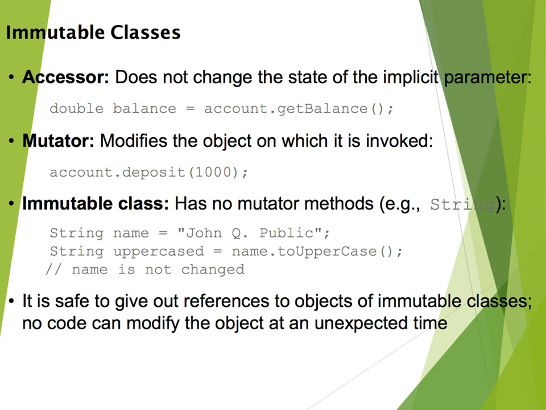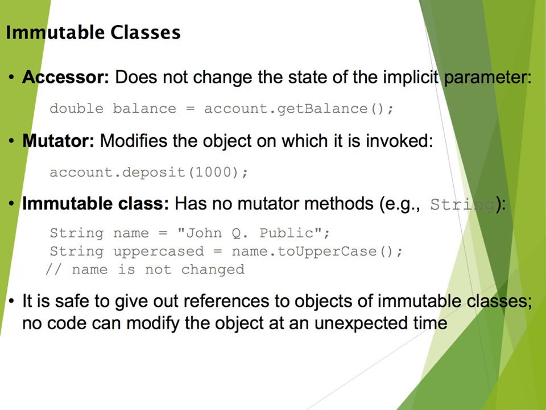the value of account balance without changing it, and then that value is stored in another variable called balance, which is a double. So accessors are methods that don't change the state of any implicit parameter in the class.